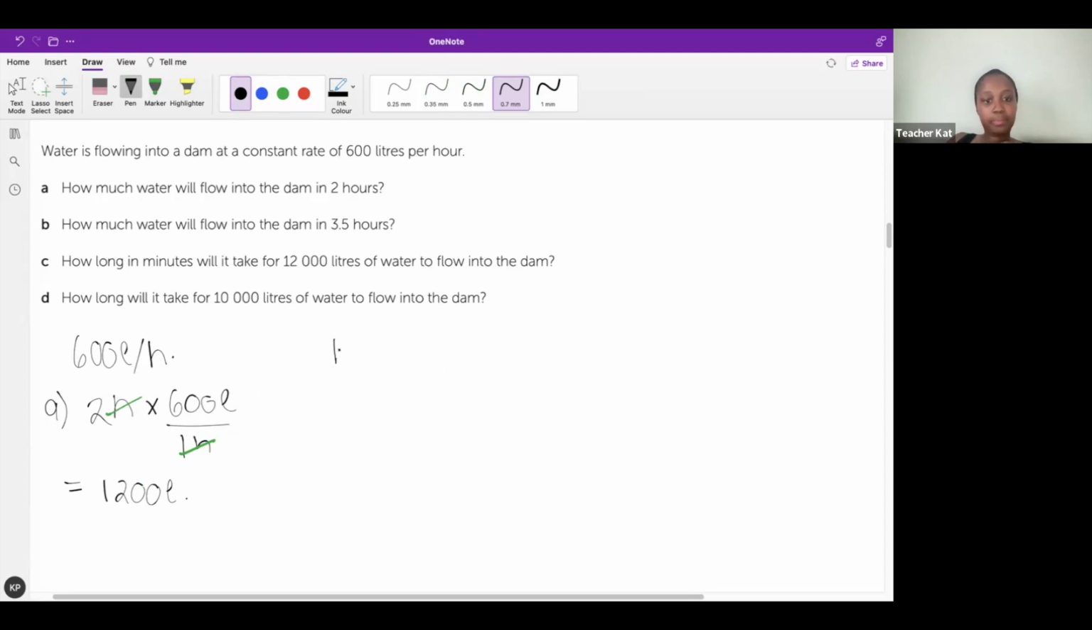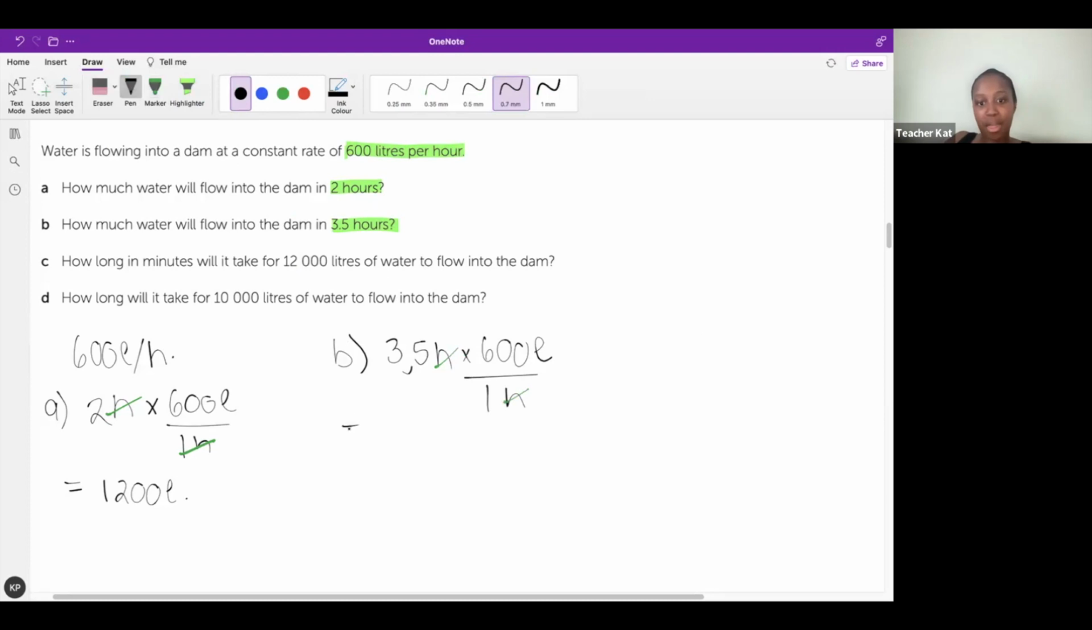Number B, how much water will flow into the dam in 3.5 hours? We've already established that we are multiplying. Do you see why it's important to have it as a unit ratio? So whatever we get here, we're just going to multiply by that. We don't even have to do a lot of work. Okay, so this time I have 3.5 hours times my rate, which is 600 liters per 1 hour. My unit is gone again, that I don't want.